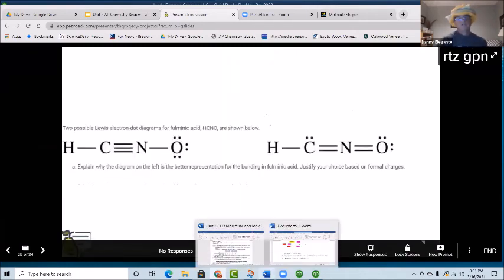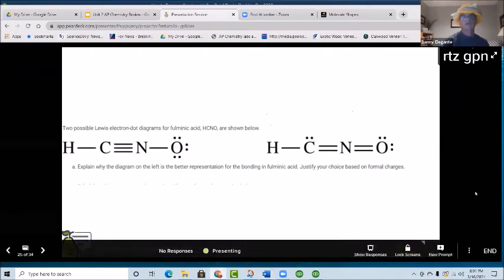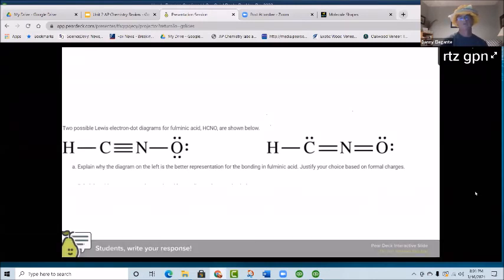what I want you to do is go ahead and draw on or write your response. What's the formal charge for the H, C, N, and O for the molecule on the left? And what's the formal charge for the H, the C, the N, and the O for the molecule on the right?